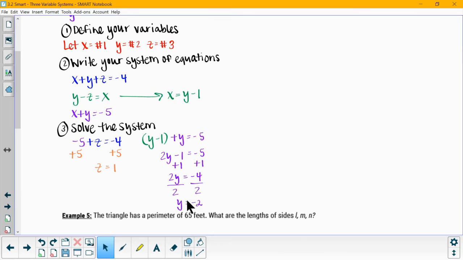Then all I have to do is I can take this negative 2 and plug it back into that equation I rewrote. Gives me x equals negative 2 minus 1, which is x equals negative 3. Now, typically with word problems, you will have some type of solution that you are looking for. We do not write an ordered triplet for word problems. So this time we're going to answer the question, and the question was to find the product of the three numbers. So negative 3 times negative 2 times 1 is equal to 6.